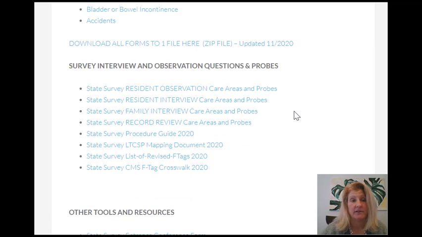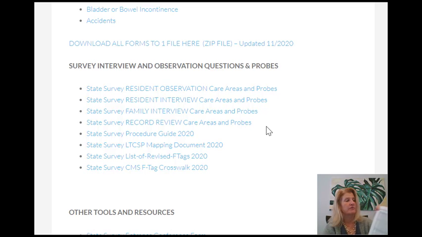Then you're also going to get all the state survey and observation questionnaires and probes. So all of the things that the state uses to interview staff, to interview residents, to interview family. So you have all of that ahead of time and you can have it at your fingertips. You can make a binder and keep everything right in your department. A list of all the things to help you prepare for survey.